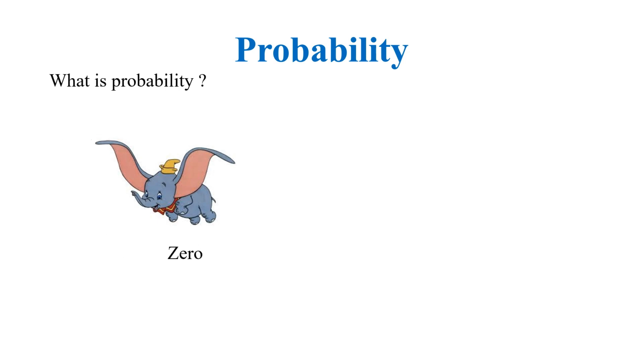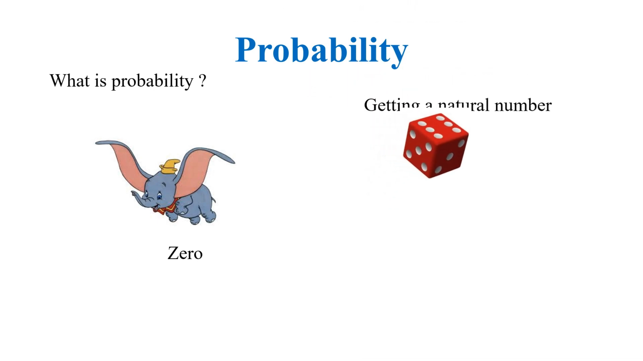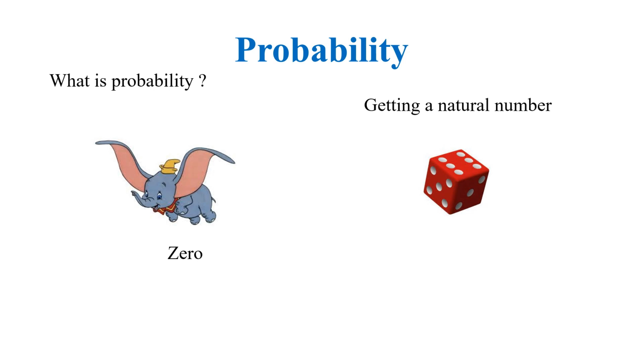Okay, see another example. What is the probability of getting a natural number on a roll of a fair die? It does not matter how we roll a die, we will get either a number from 1 to 6, all of which are natural numbers. The probability is 1, we will get a natural number on the roll of a fair die.